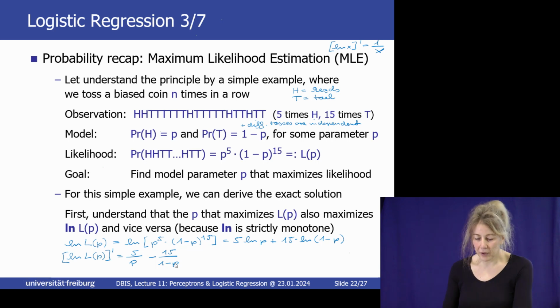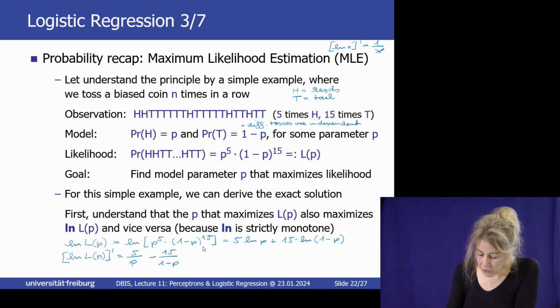Okay. And now we don't have a lot of play, but I think it will be enough. We want to find the p. That's how you do it. You want to find the p that maximizes this, so you want to find the p where the derivative is 0, ln L of p prime is 0. So let's set this to 0.